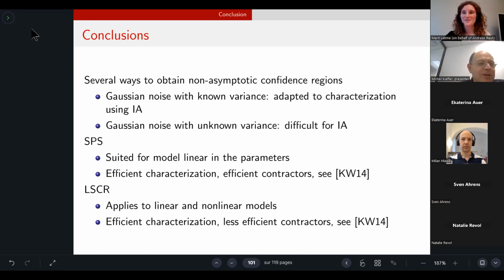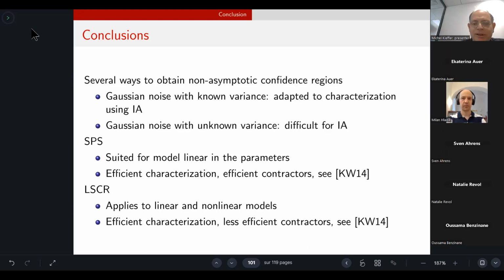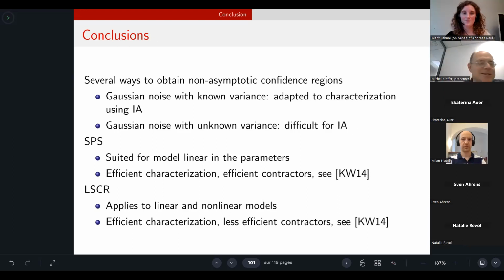No problem. Don't hesitate, there are details in the papers which are in the references. And if you are interested in contractors and the basic idea about the contractors, this material is also at the end of the slides and in the Automatica paper that was published here, this is KW14. This is the Automatica paper, which is related to that.